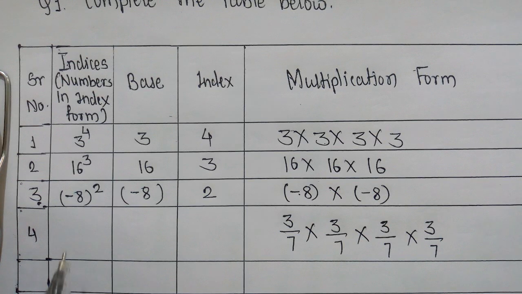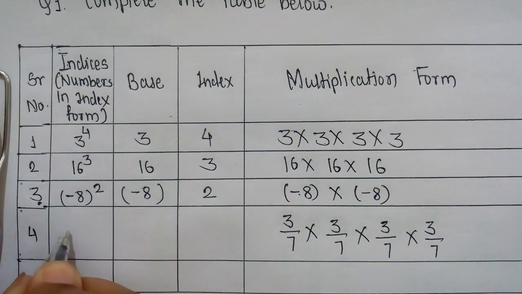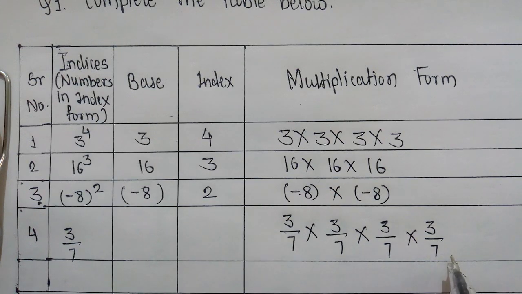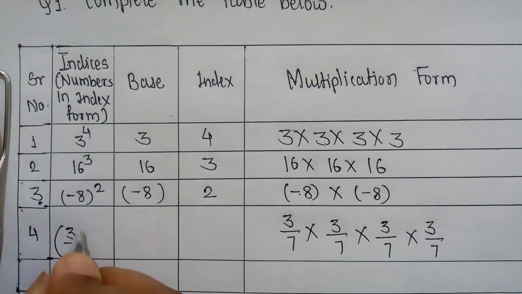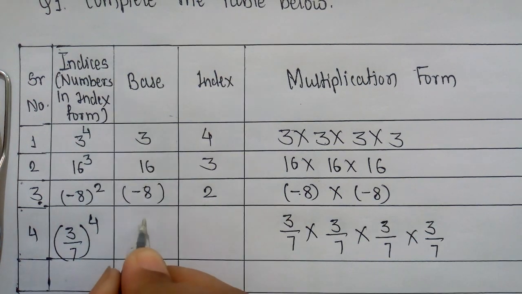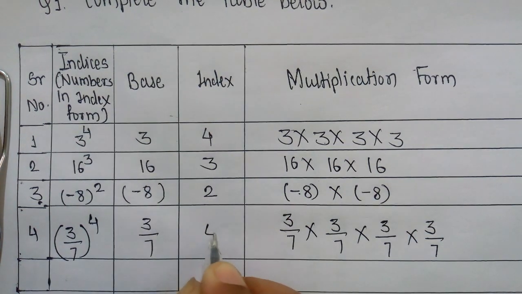In the fourth example, these 3 columns are empty. Only this is given: 3 upon 7 into 3 upon 7 into 3 upon 7 into 3 upon 7. So what will be the base here? The base will be 3 upon 7, so here we can write 3 upon 7. Raised to how many? How many times is it multiplied? 4 times. So here we can write raised to 4. In the base column we write 3 upon 7, and here we write 4.